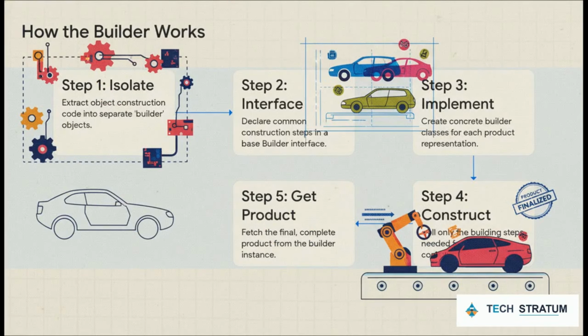So, how does this whole thing work? Let's break it down. First, you pull the construction code away from the product's business logic. Then, you define a common builder interface that lists out all the possible construction steps. Things like set connection timeout or enable retry policy. Then, different concrete builders can implement those steps for specific variations. You, as the client, just call the steps you need, and then, at the very end, you ask the builder for the final fully built object.